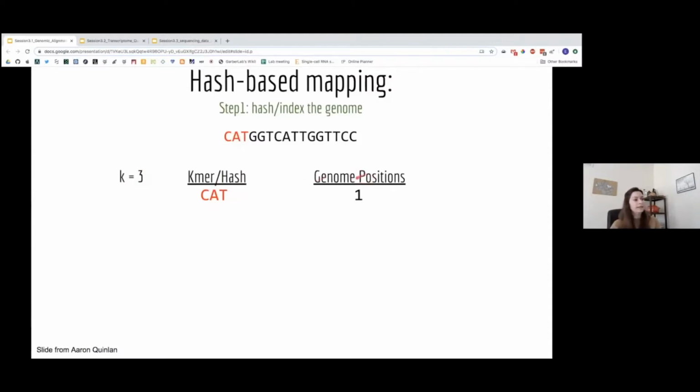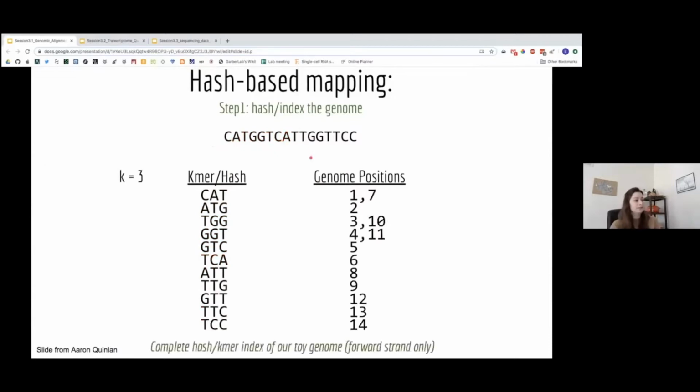And we annotate in the index what are the genomic positions where we see this particular word. Well, the first time we see it is in position 1, and we just walk over one base and continue writing down the different words that we have. So the second word we find is ATG. We annotate it as position 2, and we go on moving one base at a time until we get to the end of this genome.